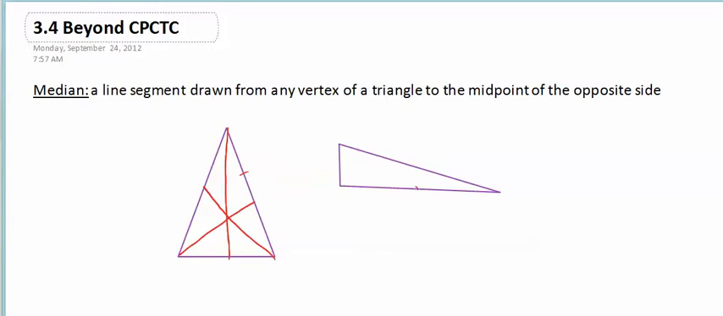Since a median is the midpoint of the other side, what we know is that it bisects that side into two congruent parts. So, as that line is drawn, you can then conclude that those sides will have congruencies.